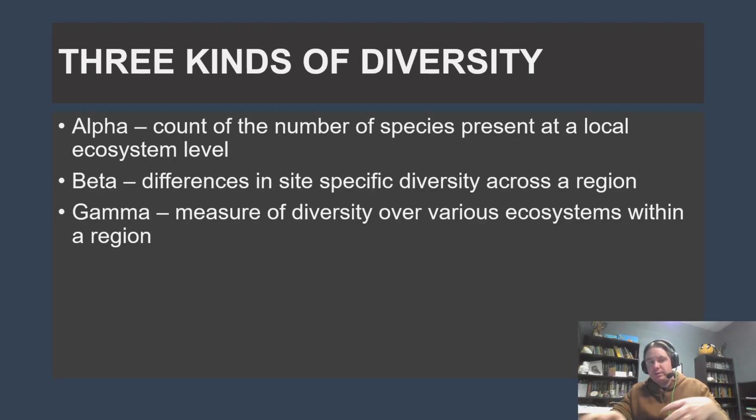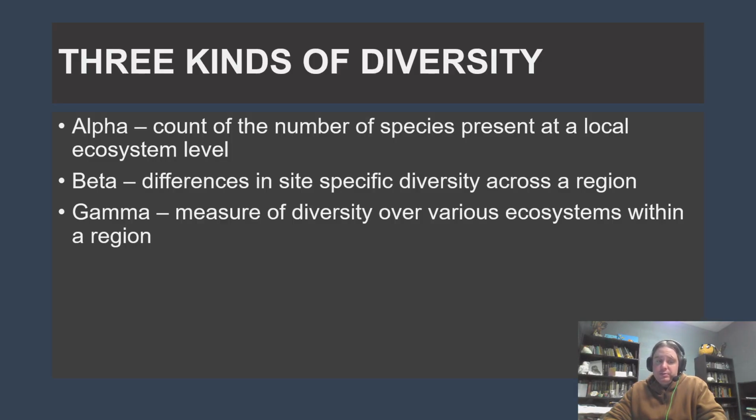And so each site that we pick can have its own measure of diversity, alpha diversity. We could compare diversity between our sites, right? So that's beta diversity. It's differences in the site-specific diversity across the region that you're studying. You can compare grassland to grassland and grassland to forest in every single site. So if you've got 3 grasslands and 3 forests, you have many, many different comparisons you could make between the 6 different sites. And then finally, gamma diversity.